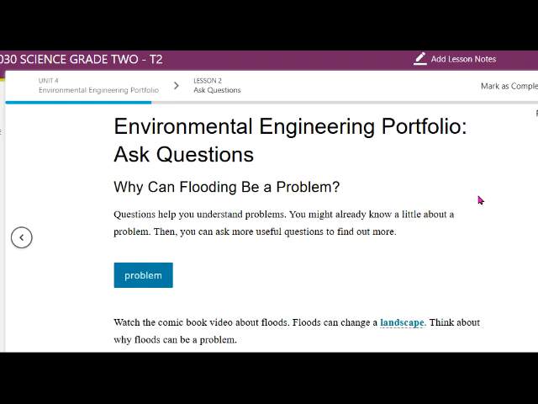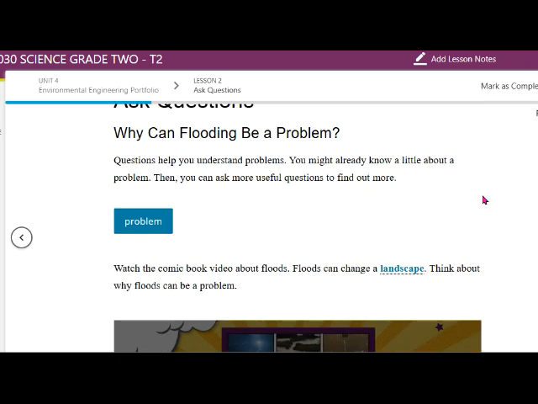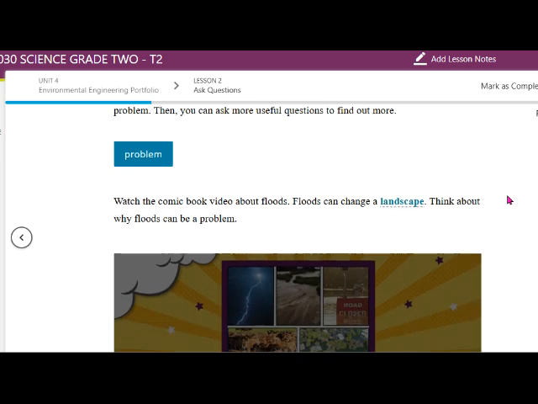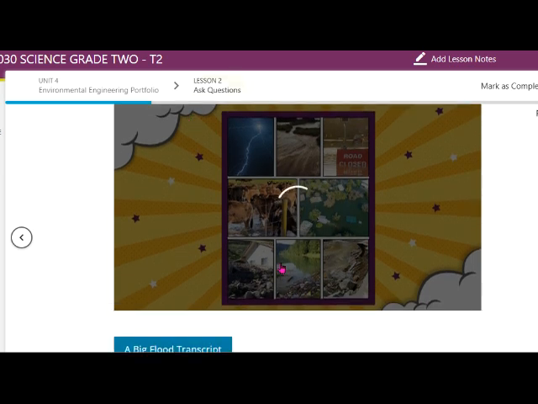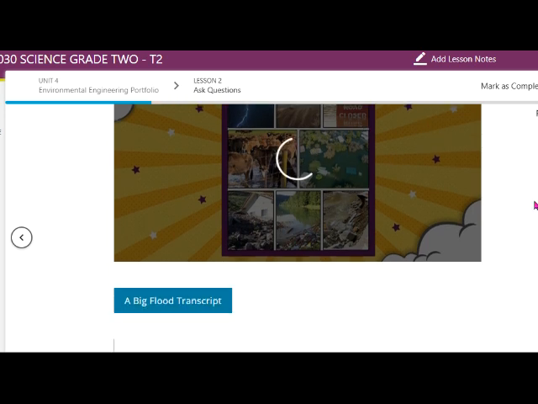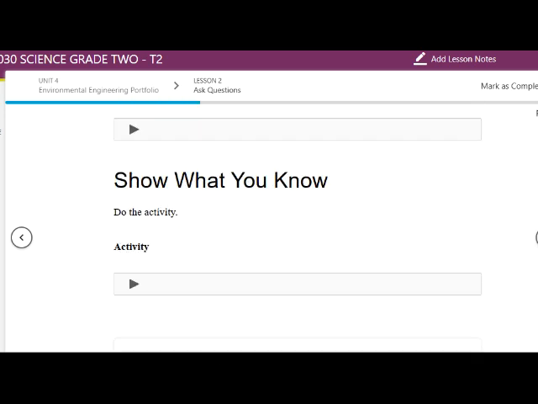Why can flooding be a problem? Questions help you understand problems. You might already know a little about a problem. Then you can ask more useful questions to find out more. Watch the comic book video about floods. Floods can change a landscape. Think about why floods can be a problem. So definitely watch this video, and it's going to give you some examples of flooding and how it can cause damage.